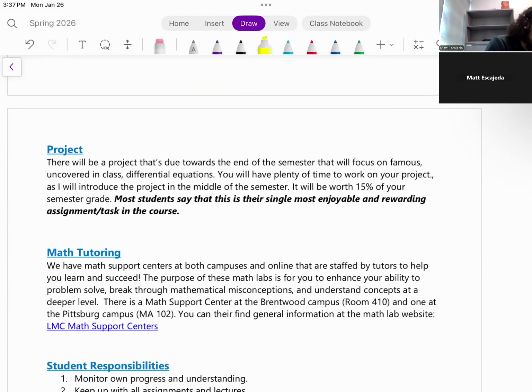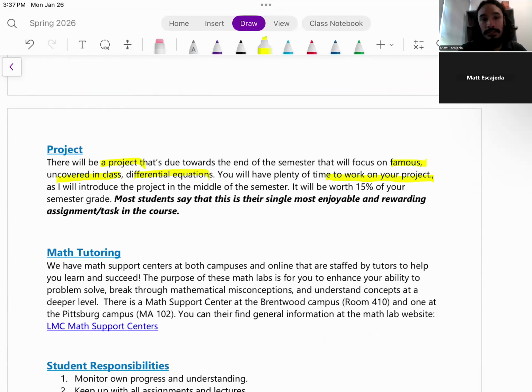In differential equations, we typically have a project at the end that really just focuses on famous differential equations not covered in class. So you'll look at a differential equation and do some type of research project on it. You'll have plenty of time to work on your project. I think there'll be even one week where that's all you really have to work on just to get it done. You could work with other people if you want.